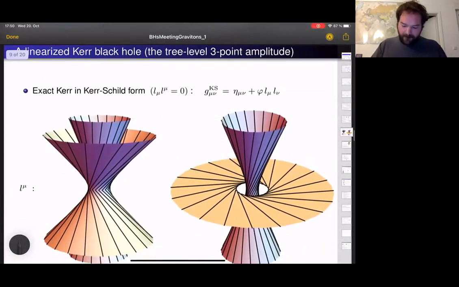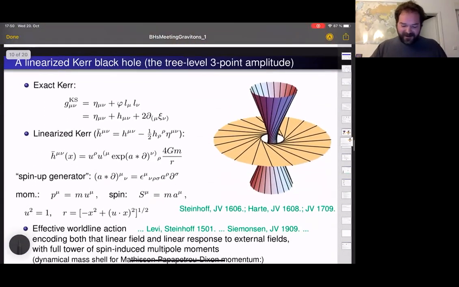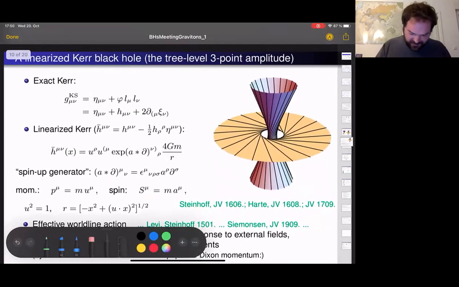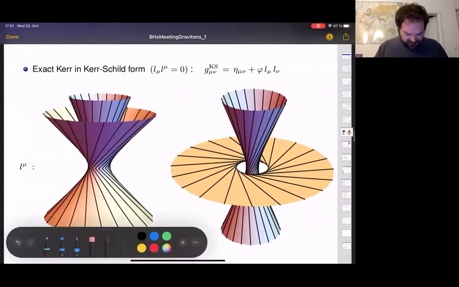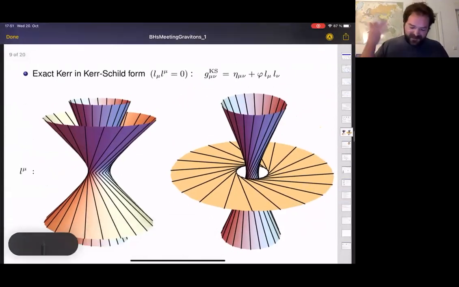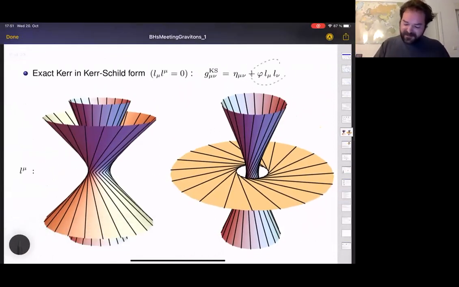Okay, so those are pictures somehow depicting what a black hole looks like. The Kerr metric for a Kerr black hole can be written in the so-called Kerr-Schild form, where it's the Minkowski metric plus a null vector field. This is a picture of that null vector field. Maybe just take away from this for now, there's this ring singularity, which is integral to the structure of the Kerr field.